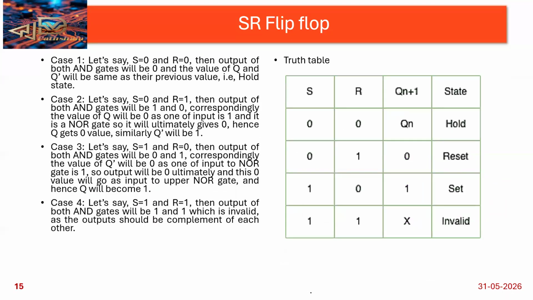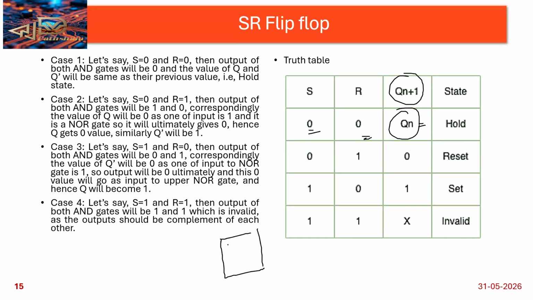Based on the truth table, we build the characteristic table. See, 0 0 means you are holding the output. That is the no change condition. Whatever the Qn value is there, that will appear at the Qn plus 1 state. So we are getting two outputs like this.